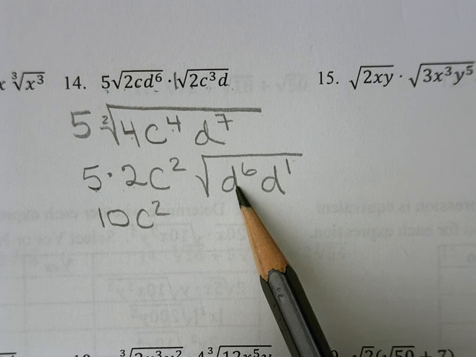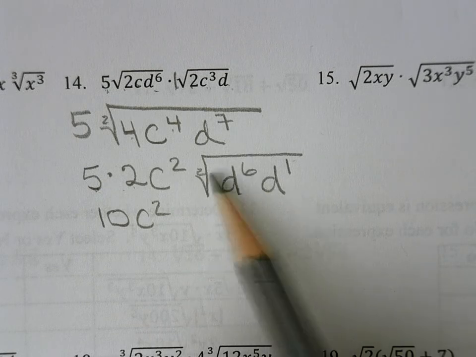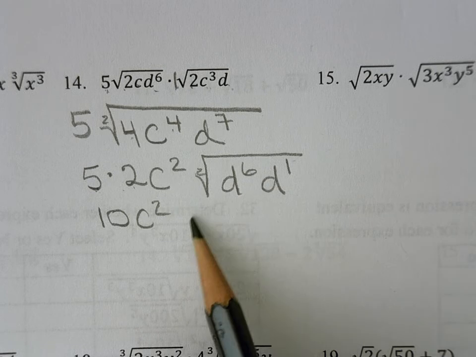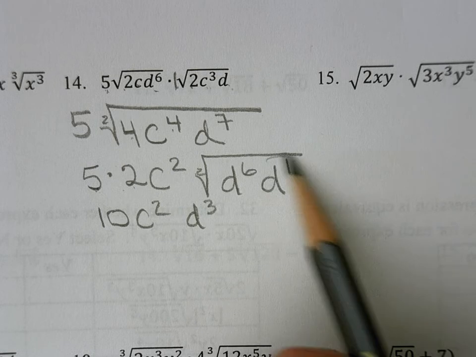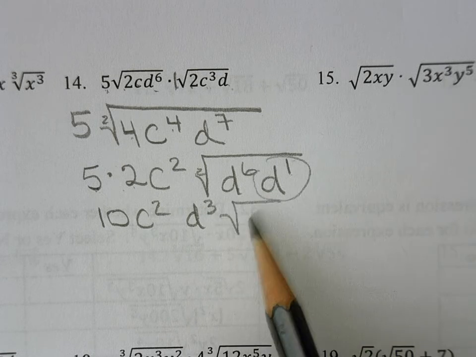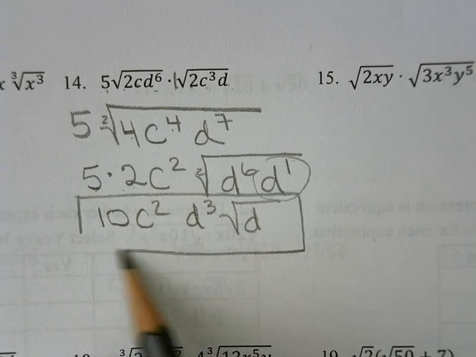I can take the square root of d to the 6 because I'm going to just divide by 2, so 6 divided by 2 is 3, so then the power becomes d to the 3rd, and 1 does not divide by 2, so I'm left with d to the 1st, or just d in the power, or under the root. Okay.